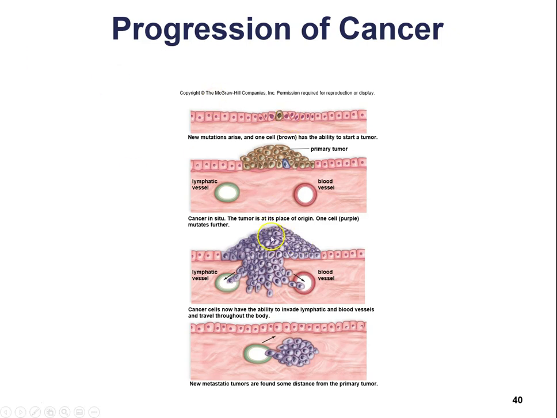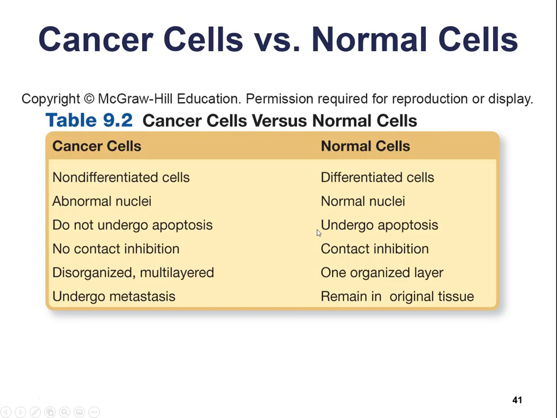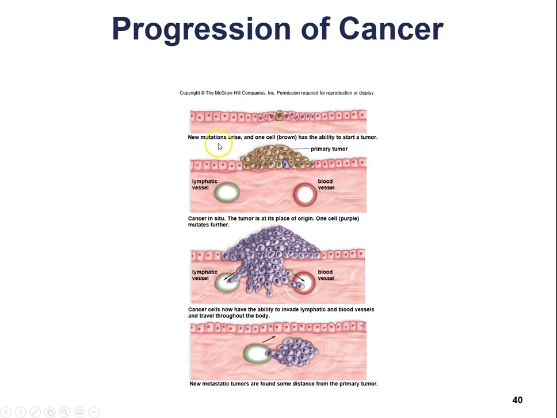All right, and so this is just showing you the progression of cancer here, and points out some of the things I just mentioned on that last slide. Okay, so this is showing you a certain tissue here. Here's the one cell, this brown cell that has some sort of mutation, right? And it has the ability to start a tumor. And so this is the primary tumor that's formed by this brown cell because it's going to basically divide out of control. And then what you now see here is another purple cell within this tumor that ends up mutating even more, right?